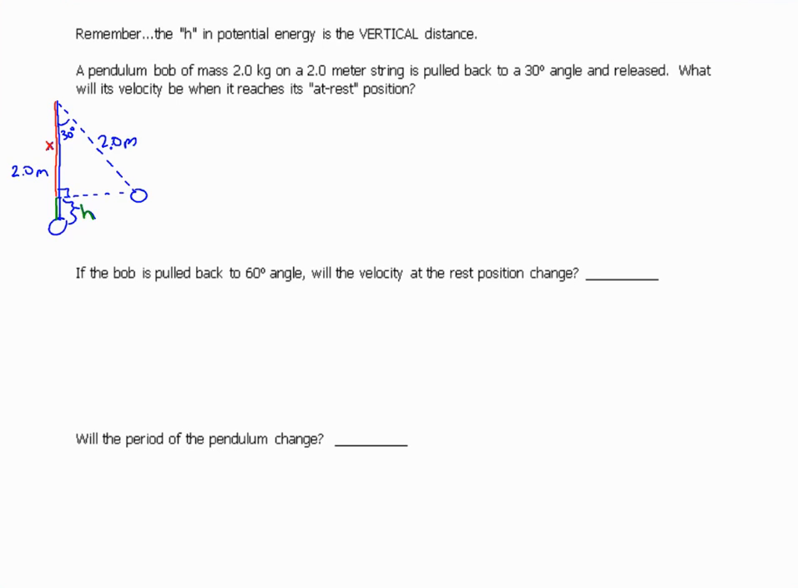So here's what we want to know. When I pull it back, it has potential energy. All of its energy is potential. And then I let it go, and it is becoming kinetic energy, which has the formula 1/2 mv squared. And we're looking for its velocity.